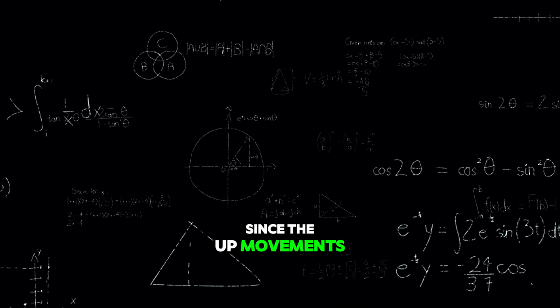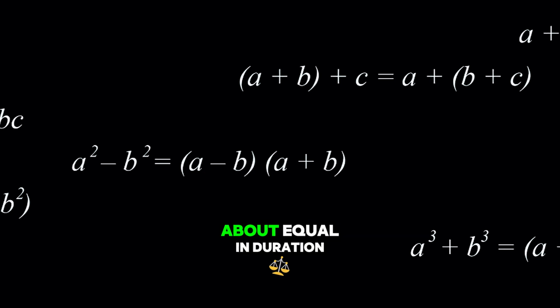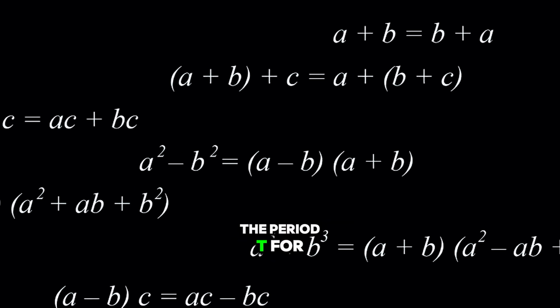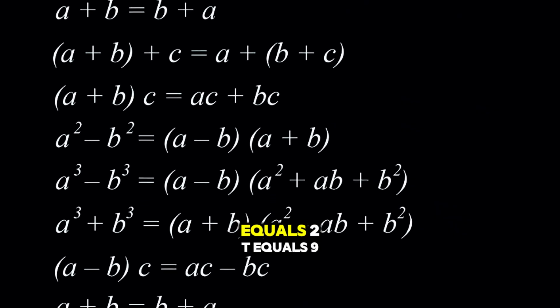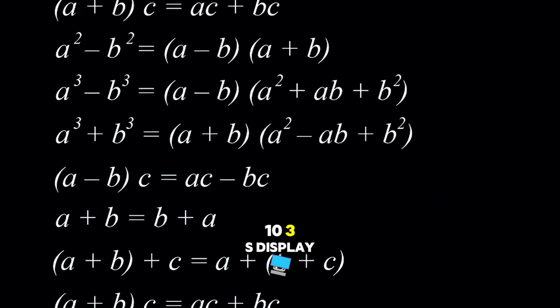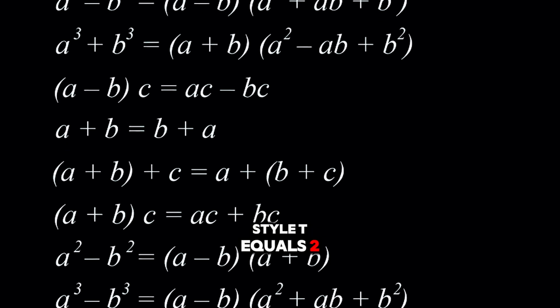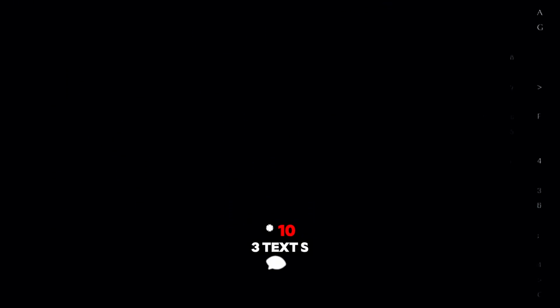Since the up movements and the down movements of the wings are about equal in duration, the period T for a complete up and down wing beat is twice Δt, that is, T = 2Δt = 9 × 10⁻³ s.